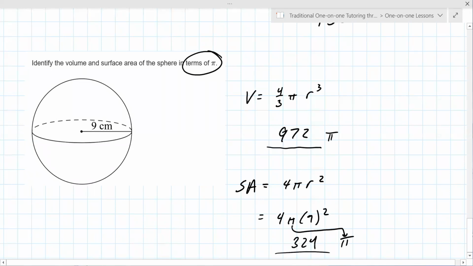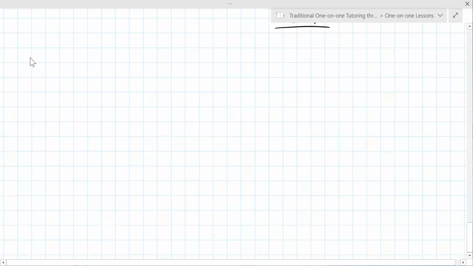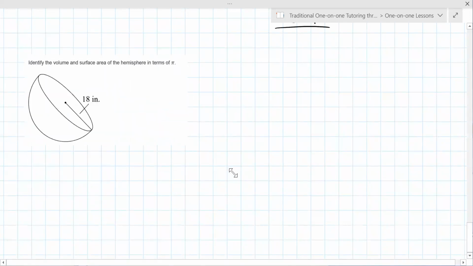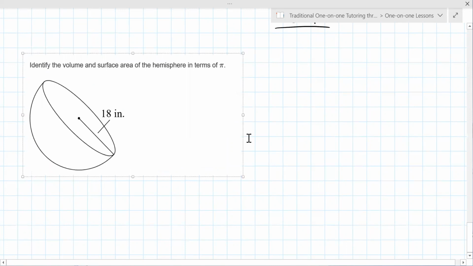Yes, that's the answer. When it says in terms of pi or in terms of something, that means that something goes with it. Okay, new question here. It's related. And again, it's in terms of pi, so do not give me a decimal approximation. If I want a decimal approximation, I'll say round to the nearest something, but this one says in terms of pi. So this is a half sphere, right?